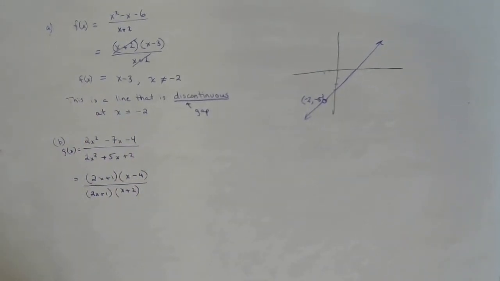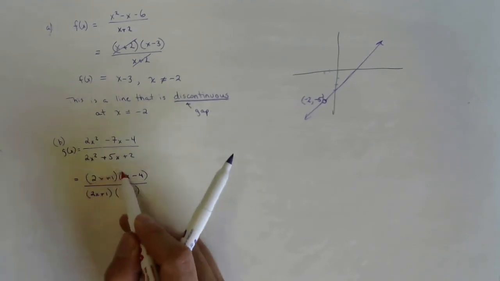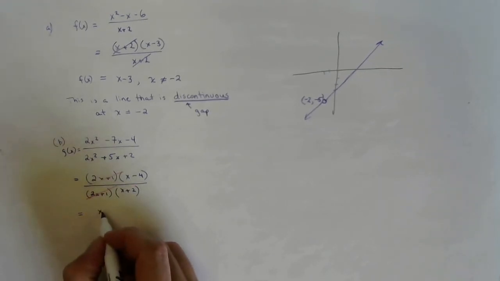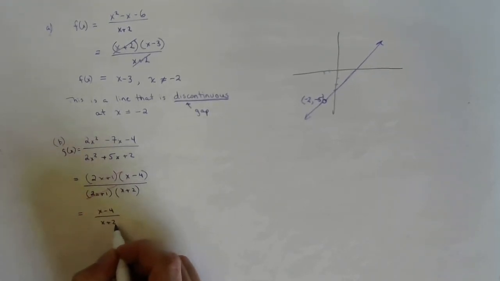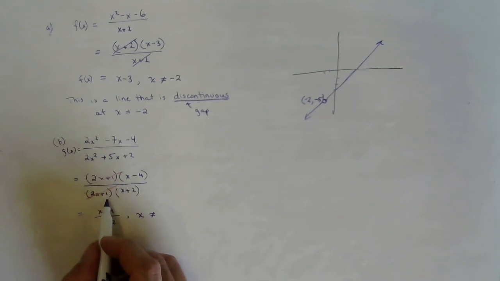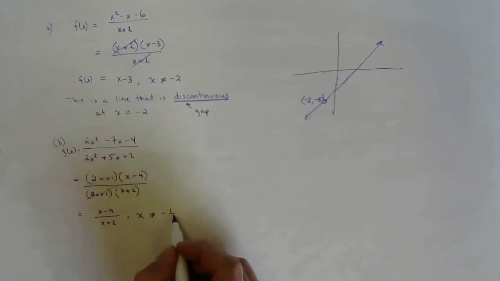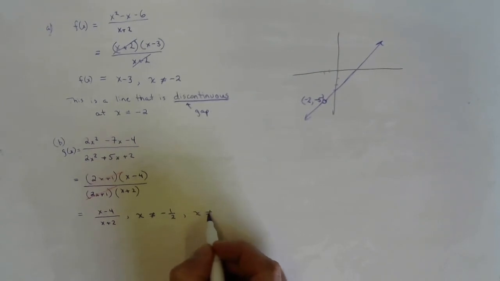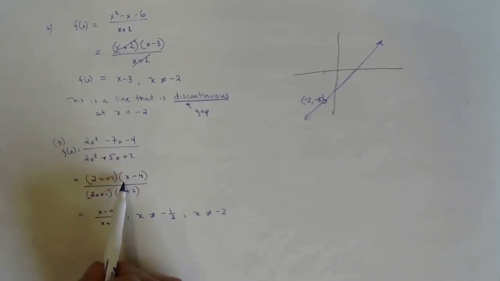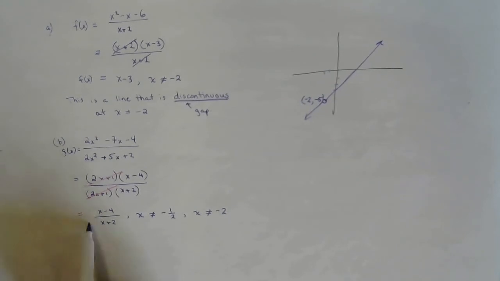Now in this one, you can see that the first factor in the numerator and the denominator cancel each other out. So what you're left with is just x minus 4 over x plus 2. But don't forget your restrictions. X can't be negative 1/2. And x can't be negative 2. Now in this case, we've reduced this to a rational function in the form of ax plus b over cx plus d.